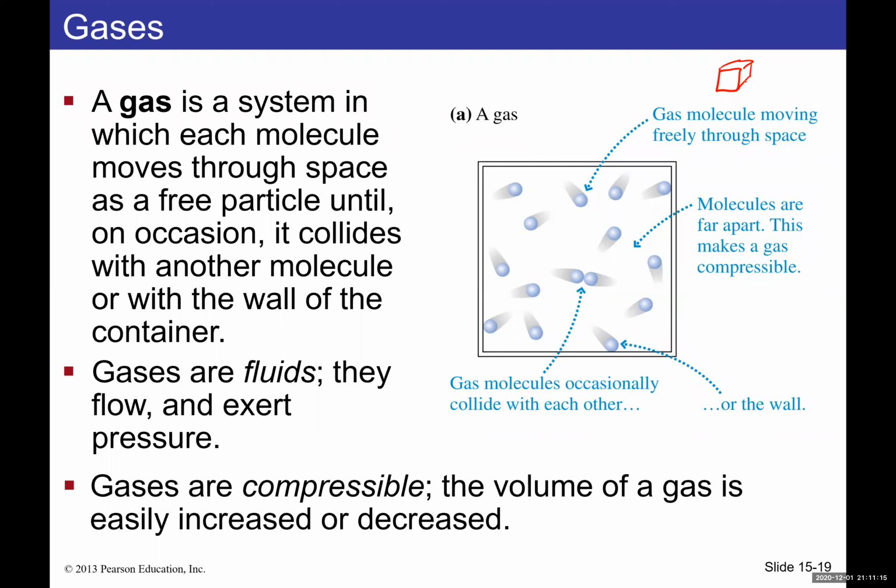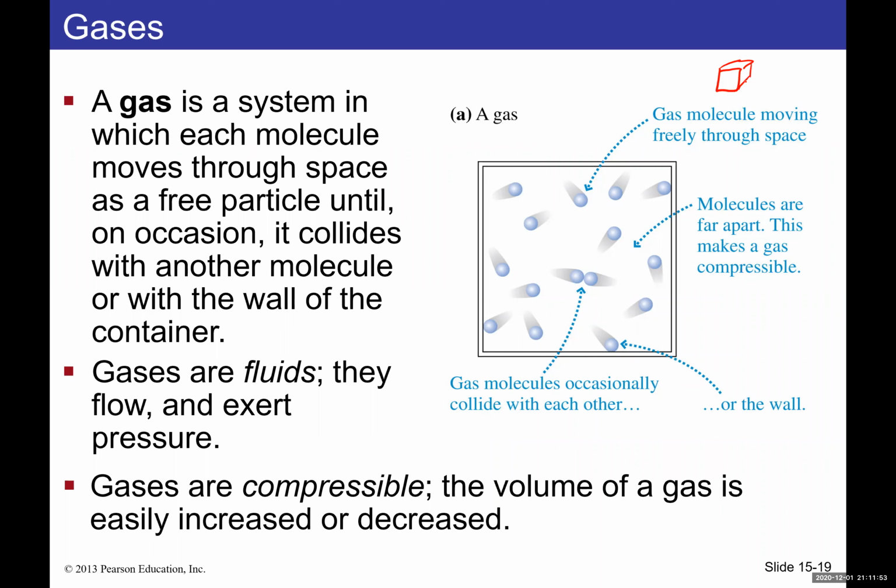Generally, they collide with each other, and as they collide with each other and with the container wall, they exert force on that wall. That force on the wall is what we're later going to define as pressure. But right now, one thing we can see is that they can flow. They can move freely, and that allows us to identify gas as a fluid. So gases are fluids because they can flow and exert pressure.